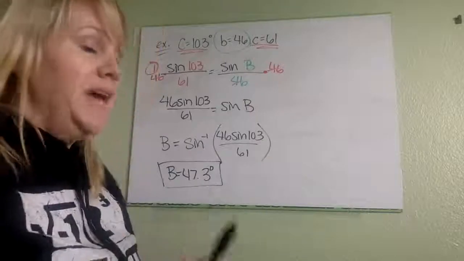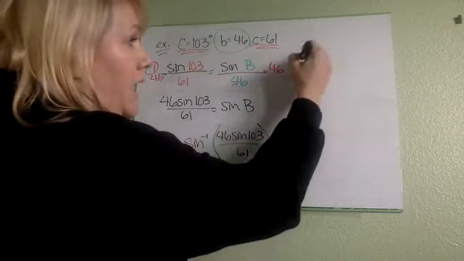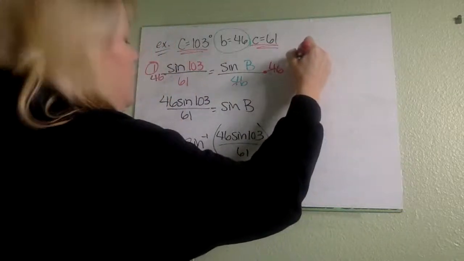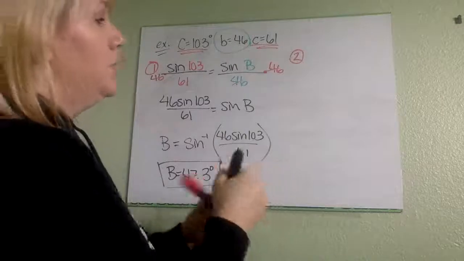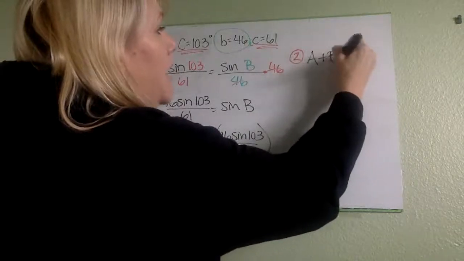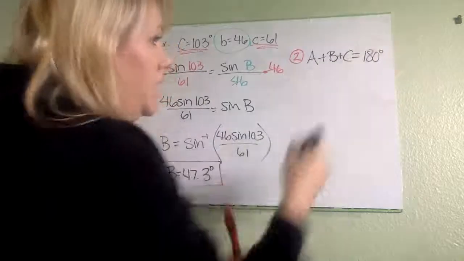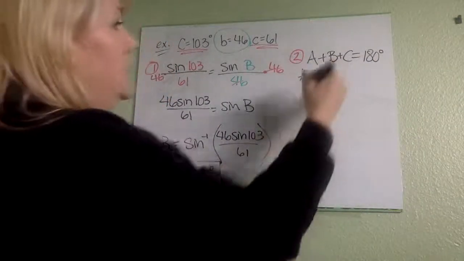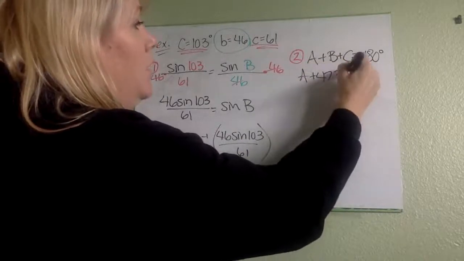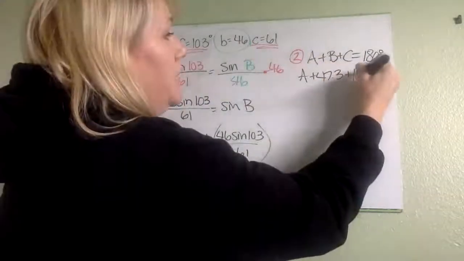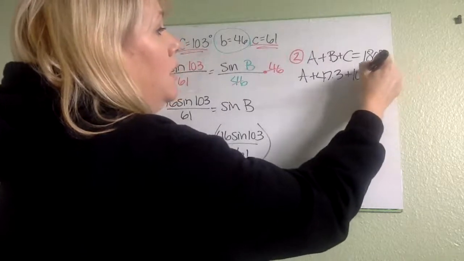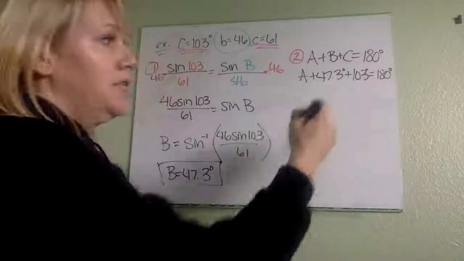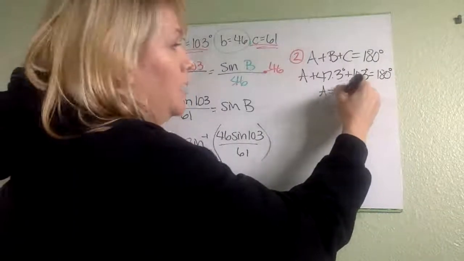Now, the next step is to find the third angle. We have angle C. We know that the three angles of a triangle have to add to make 180 degrees. We know we don't know angle A. We know that angle B is 47.3. We know that angle C is 103. And then here we can subtract, oops, that's supposed to be 180. And then here we can subtract to find angle A, which ends up being 29.7.